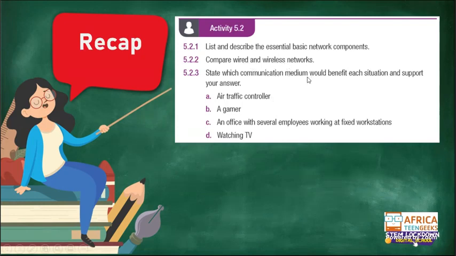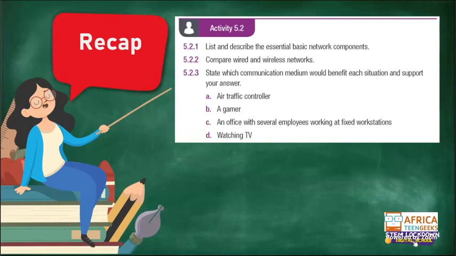Right, and then state which communication medium would benefit each situation and support the answer. Let's just state, air traffic controller. Which communication medium would suit that one? Is it wired or wireless? Remember, air traffic controller, just imagine at the airport, that person can be on the runway. Do they need wired? Then it's wireless. So it's wireless in that case.